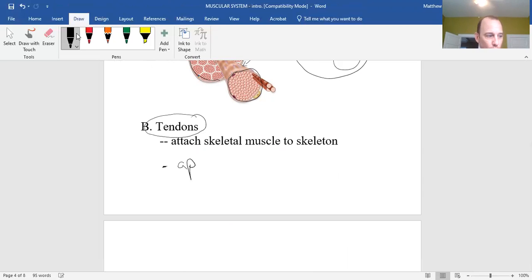So if you ever see the word aponeurosis, that's what we're referring to as a flat, sheet-like tendon. Right?